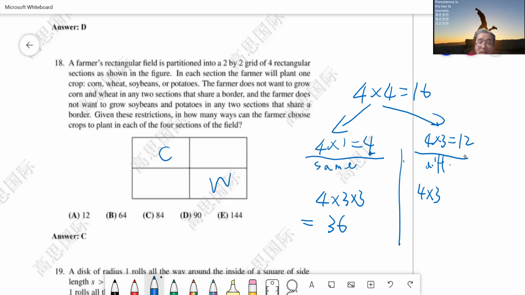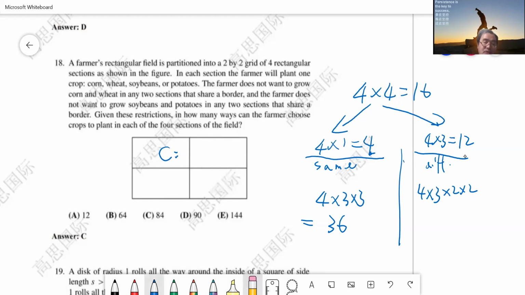They're not the same, right? So you can see in this one, we cannot have corn because we have wheat here. We cannot have wheat because corn is here. So the only possibilities are either soybean or potato. Similarly, it is soybean or potato here. So there are two options, two options. So we're going to times two and times two, right? So that's actually true for all situations.